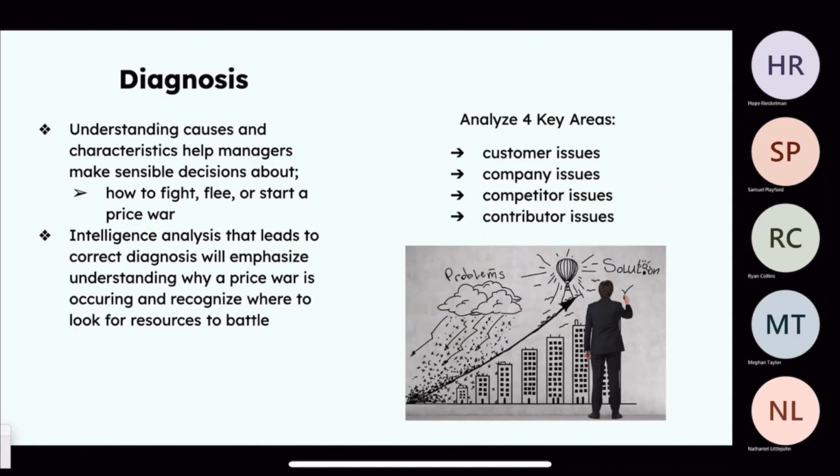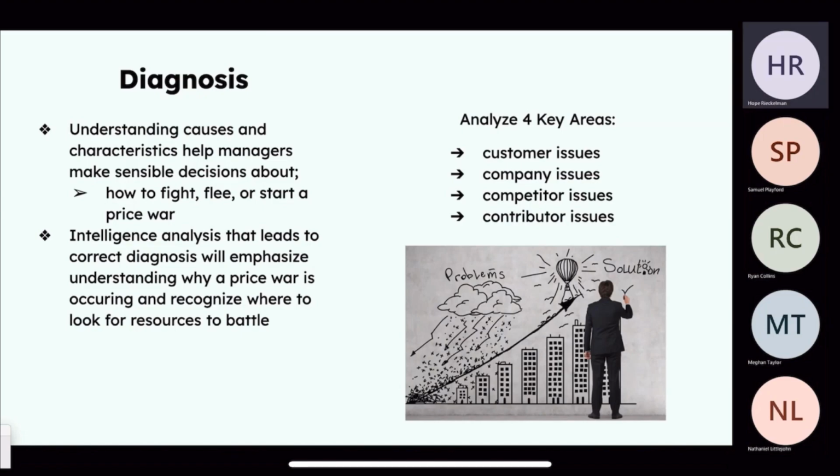Price wars start because somebody thinks prices in a certain market are too high, or someone is willing to buy market share at the expense of current margins. Price wars are becoming more common because managers tend to view price changes as easy, quick, and reversible. Pricing battles can escalate quickly when businesses don't know or trust each other well. Understanding causes and characteristics helps managers make sensible decisions about how to fight, flee, or start a price war.